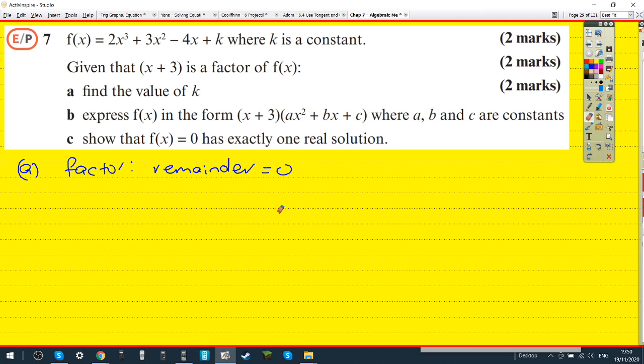I got -15. What did you sub in? -3. What did you do about the k? I didn't do anything about it. So that means -15 plus k is equal to what? 0. Yep. So then you plus 15 on both sides, so k is 15. Well done. That's great.